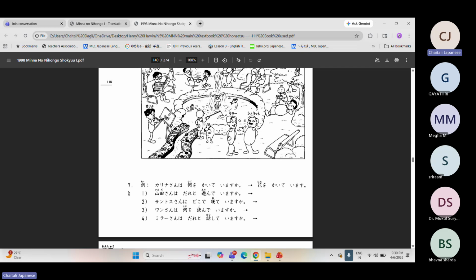Okay. Yamada-san wa dare to asonde imasu. With whom is he playing? With a kid. So, Kodomo to asonde imasu. With the kid he is playing. Clear, everybody? Have everyone understood? Anything you have not understood? It's easy to understand from the picture, actually.